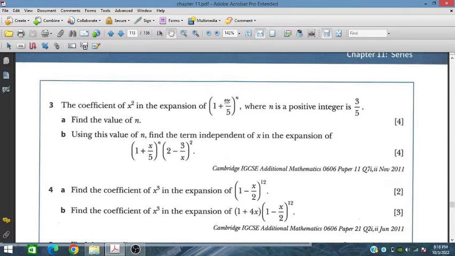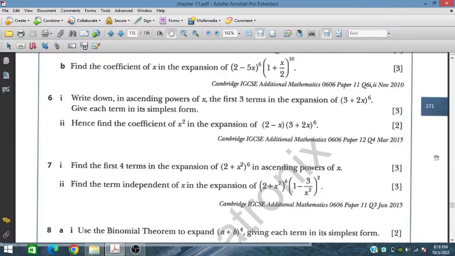So we have to use this here. The expansion of this one is used here to find out the value of n, where the term is independent of x. So let's move to the problems. Let's solve problem 3.